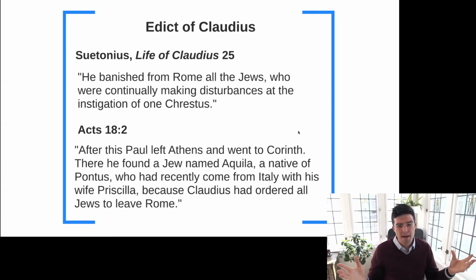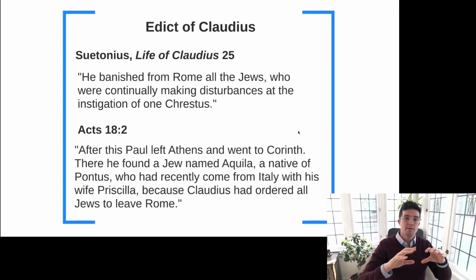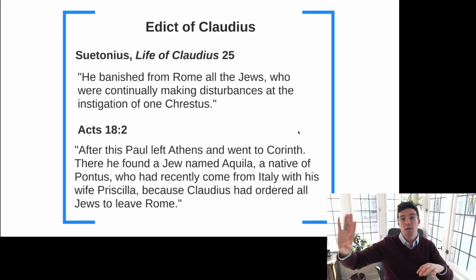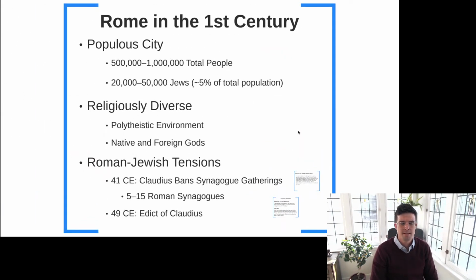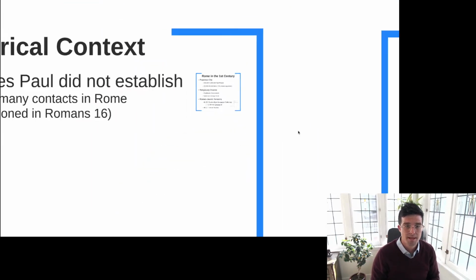And so there's debate about how widely this kind of edict would have been able to be enforced in a city of 1 million people. Could Claudius really send out all of the Jews? But it's very clear that something happened, and that there was some memory of Jews leaving Rome on account of what Claudius said around the year 49 or 50 CE. So this all forms the background to about 10 to 15 years before Paul is writing the letter to the Romans. And as we're going to see in just a moment, Jewish and Gentile relations are going to be one of the key themes in Romans.